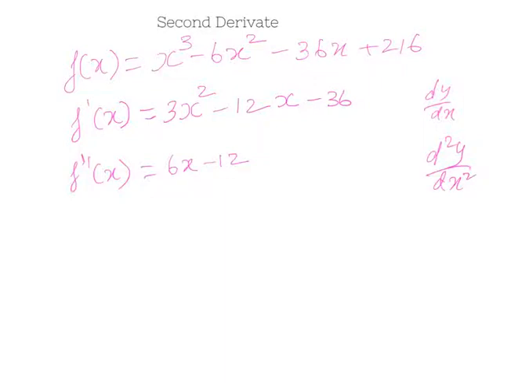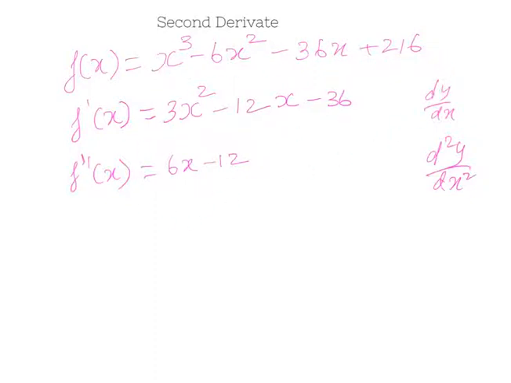So I repeat once again, I consider this f of x as a function, a cubic function, it can be any function. My first derivative gives me another function. Now if it is a function, then again I can differentiate. I can continue like this, third derivative, fourth derivative, fifth derivative, it goes on like that. But we are learning only up to the second derivative. So I get here 6x minus 12, the second derivative of the function x cubed minus 6x squared minus 36x plus 216. This is the second derivative.